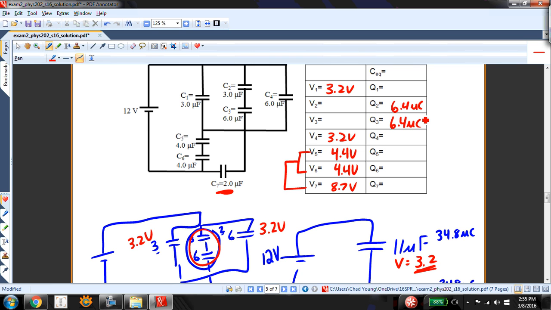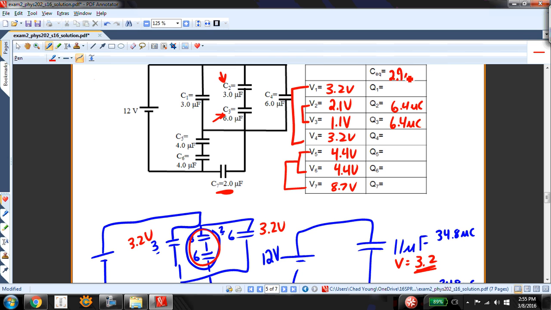And then I can find my voltage, where voltage is Q over C. So for C2, which is 3 microfarads, it's going to be 6.4 divided by 3, which is 2.1 volts. And then for V3, it's going to be 6.4 divided by 6, which is 1.1 volts. So I was looking that these two be equal, and I was looking that you had the right proportion on these two. And if you did have those things, as I said, I didn't count off that much.